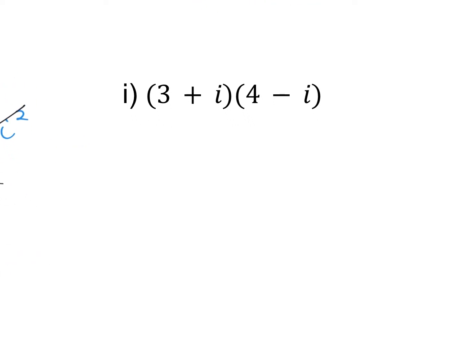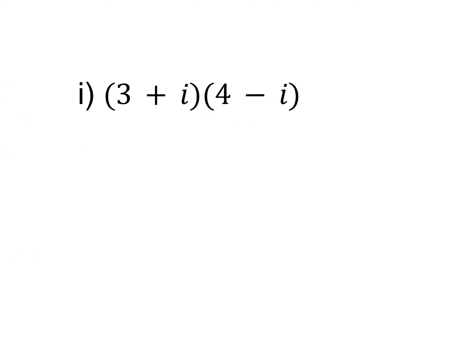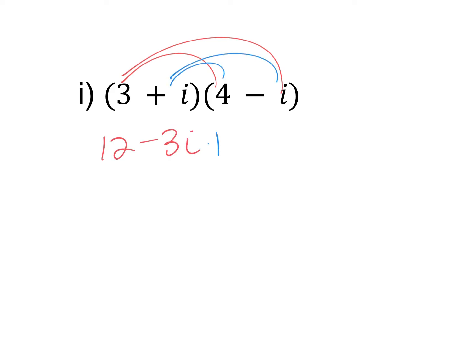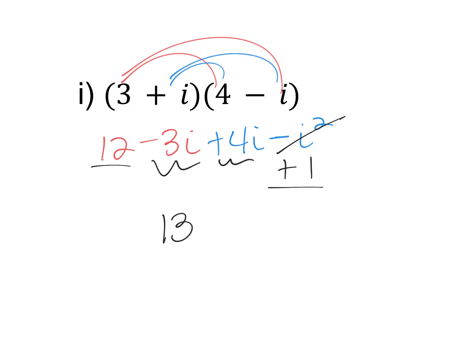Last one of these, if you want to pause the video and try it on your own, you can. So distribute: 12 minus 3i plus 4i minus i squared. So minus i squared is actually positive 1. Combine like terms. So I have 13, negative 3i plus 4i would be what? Positive i. So 13 plus i.